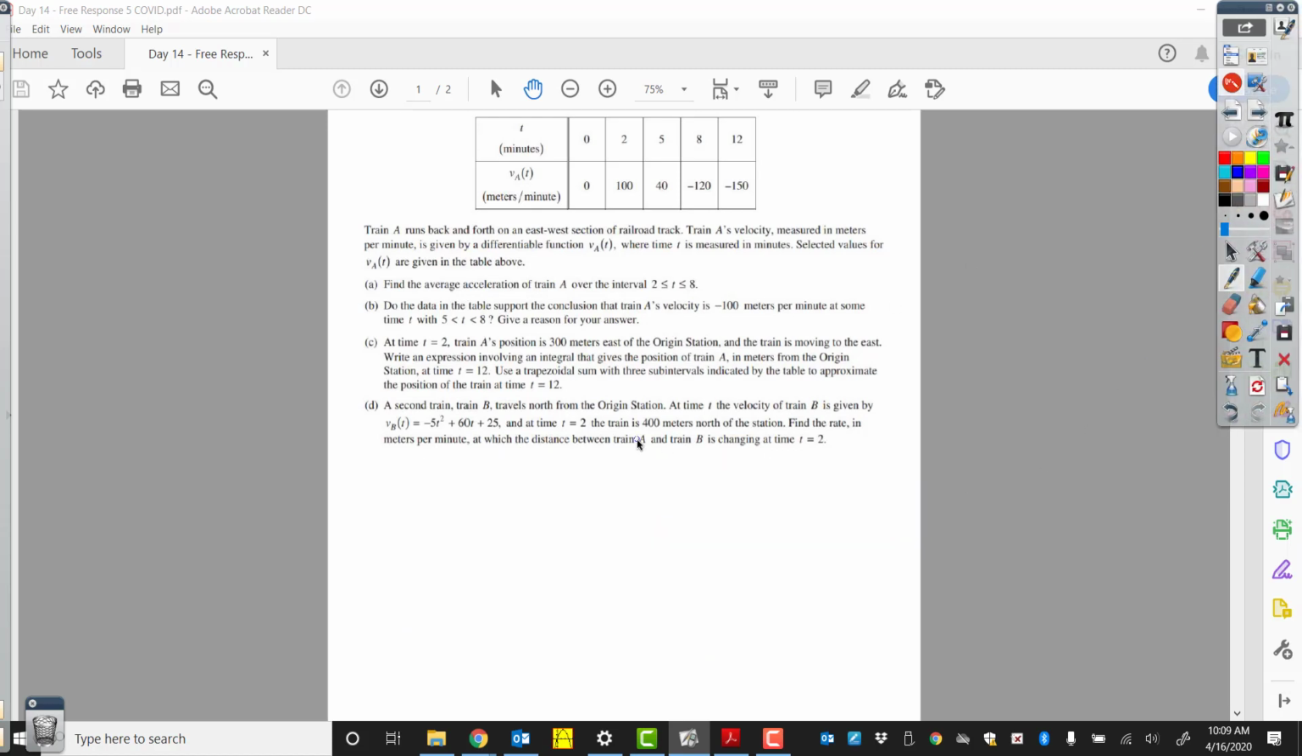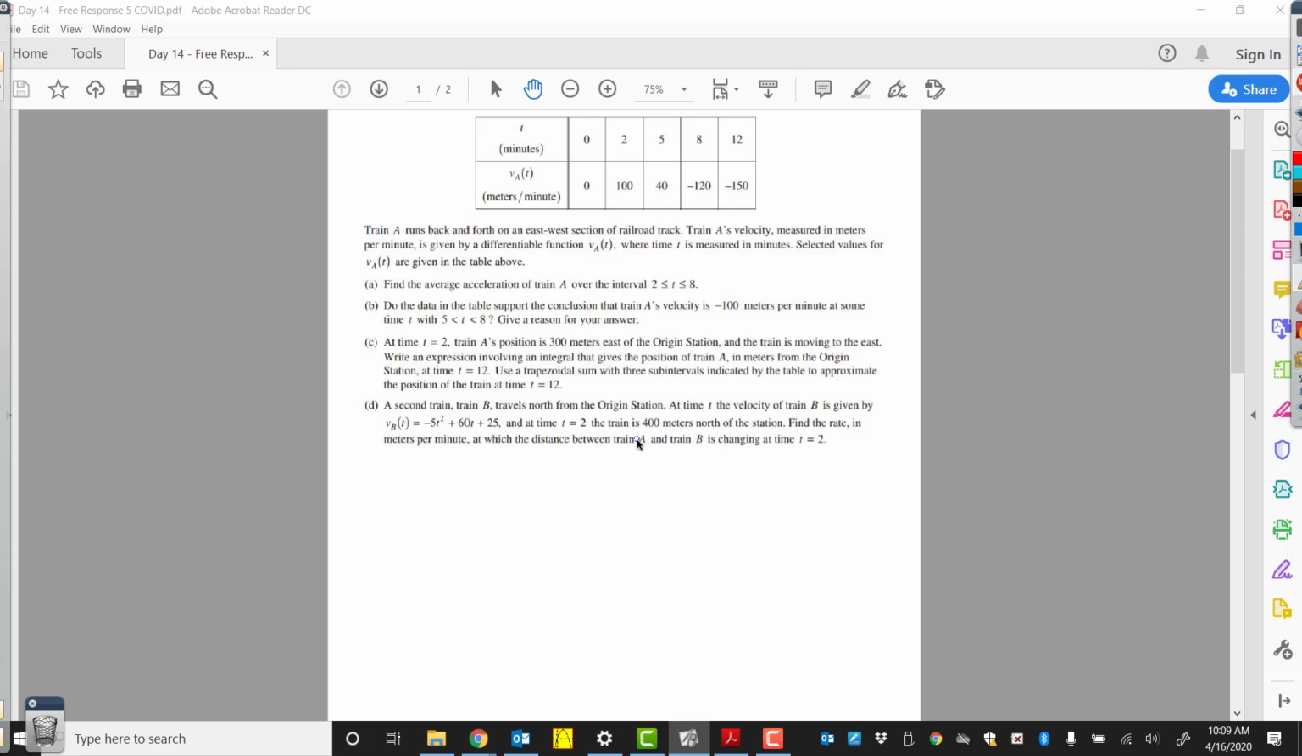Now let's look at C. At time t equals 2, train A's position is 300 meters east of origin station, and the train is moving to the east. Write an expression involving the integral that gives the position of train A in meters from origin station at time t equals 12. Use a trapezoid sum with 3 subintervals indicated by the table to approximate the position at time t equals 12.